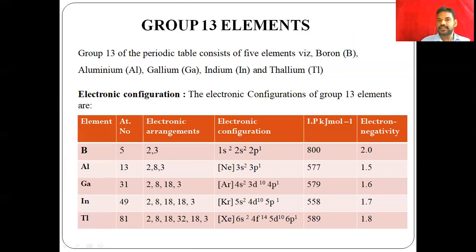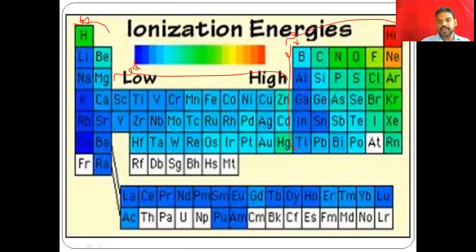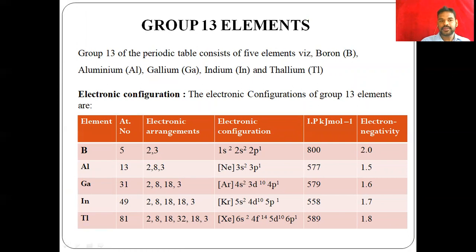So the first block of P block elements is the 13 group element. Group 13 of the periodic table consists of 5 elements: boron, aluminum, gallium, indium and thallium. Up to thallium we have 5 elements here. In the beginning we normally study the electronic configuration, because almost all the properties depend upon the electronic configuration.